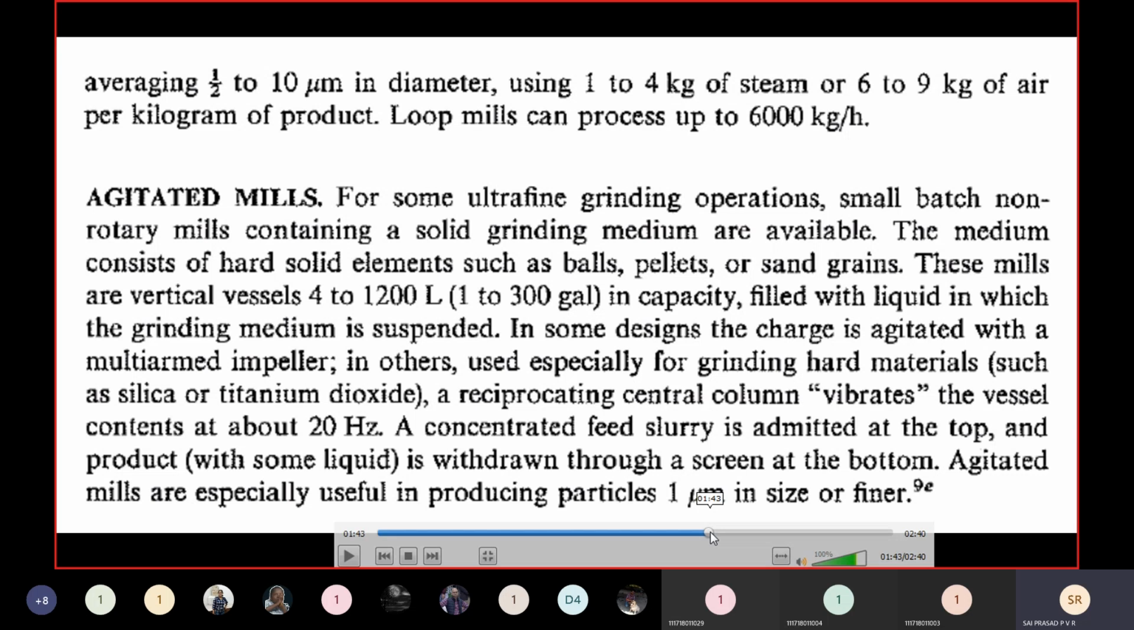In some designs, the charge is agitated with a multi-armed impeller. In others, used especially for grinding hard materials such as silica or titanium dioxide, a reciprocating central column vibrates the vessel at about 20 Hz, and a concentrated slurry is admitted at the top and the product is withdrawn from the bottom. Agitator mills are usually useful in producing products in the range of 1 micrometer in size or finer.